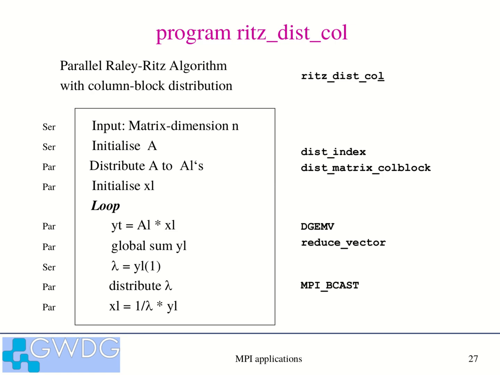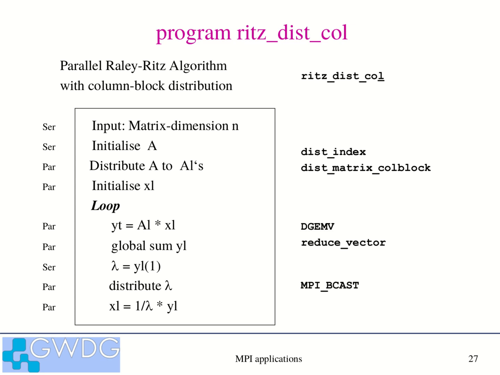Then you do this loop. You calculate a matrix-vector multiplication of the column block matrix times the local part of the input vector and get a partial result. The length n is the total length, the number of rows. And then you have to sum these local results of all processes to a global result belonging to each process.